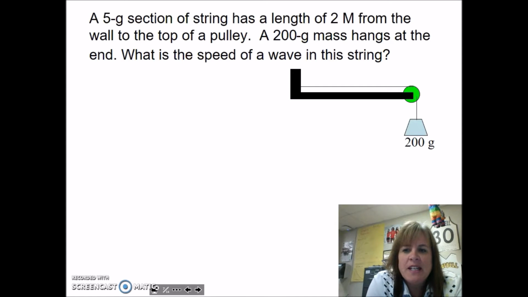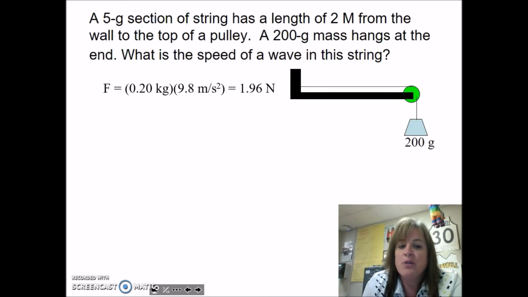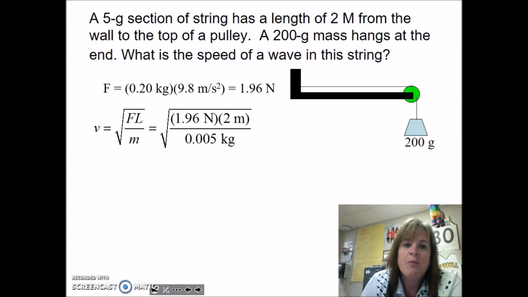Well, if we drew a free body diagram, the tension is coming from that mass that's hanging over the end, right? And the mass is at rest, which means that the force of tension is equal to the weight of the mass, mg. So we put it in kilograms, multiply by g, and we get that the force of tension is 1.96 newtons. And then we can plug this in to our linear density.